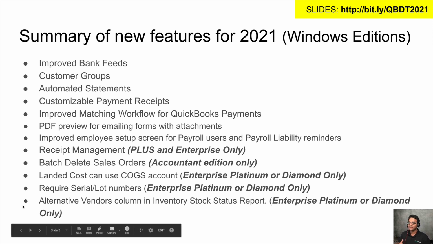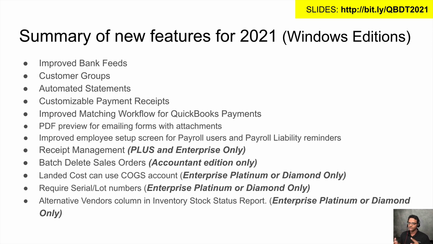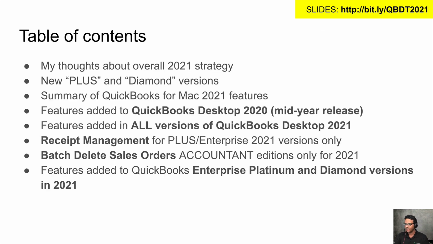Then we're going to have batch delete sales orders, landed costs can now use cost of goods sold accounts, requiring serial numbers and lot numbers, which I'm particularly excited about, and showing alternative vendors in inventory reports like a valuation report or a stock status report. So that's what you're likely to see highlighted in QuickBooks Desktop 2021. There might be one or two tiny things that we've missed that are not in the marketing messaging and I haven't discovered, and maybe that will show up later on, and maybe there'll be a part two to this webinar to talk about those things.